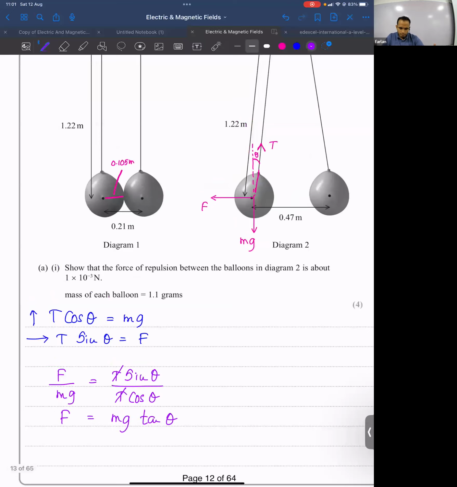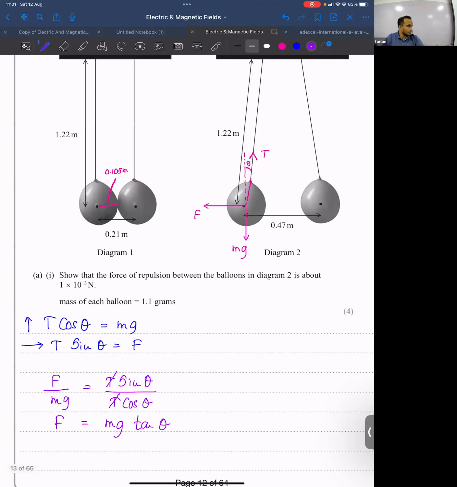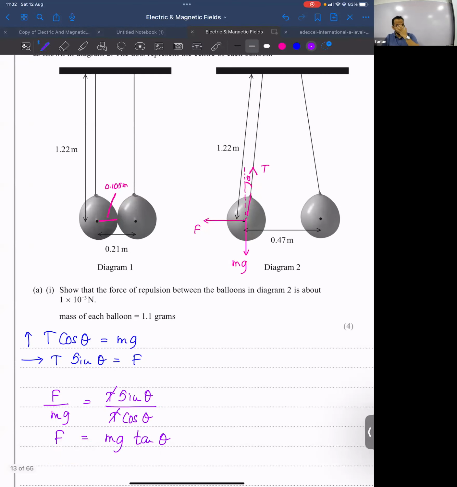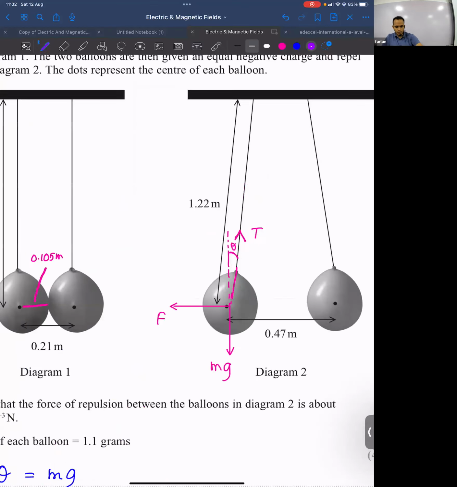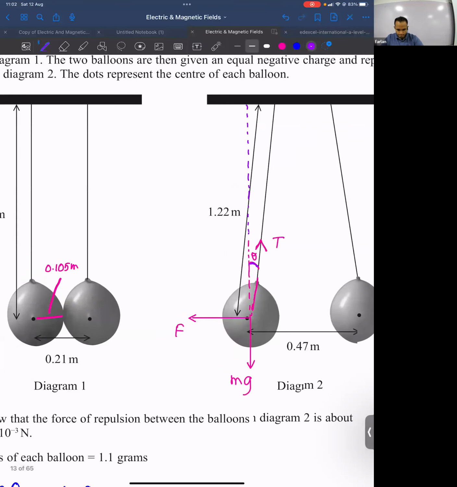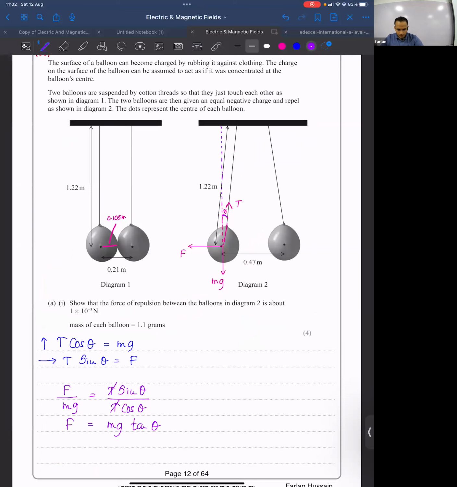We know the mass of the balloon, 1.1 grams. Obviously, we know g. We don't know theta, so we don't know tan theta. Again, simple math. Guys, let me extend my line here. This is what I called theta. Finding theta will be a sport here. Can you copy up to this one?